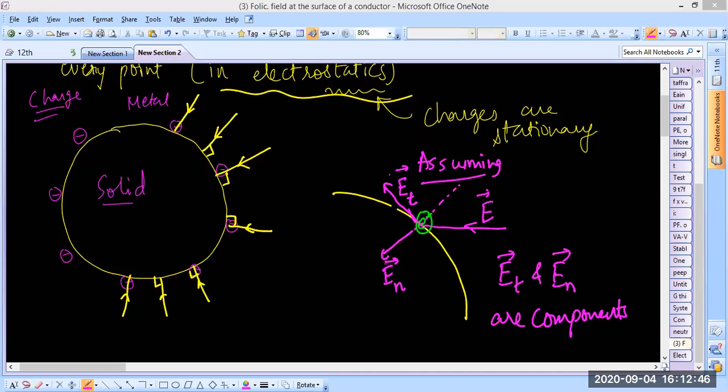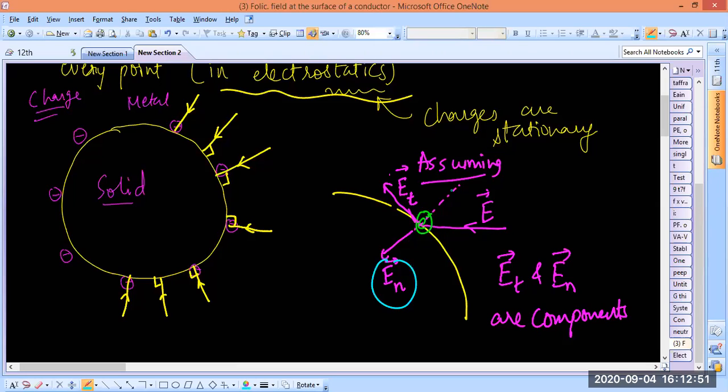Obviously, due to EN, this electron will get a force in this direction. But I'm sure you all remember that, due to the whole chemistry of that material, it's not possible for electrons to go out. So this force is going to get cancelled by some other forces. But this ET will apply a force on this electron in this side. I know I made a mess of the diagram. I'm so sorry. Let me erase all these things.